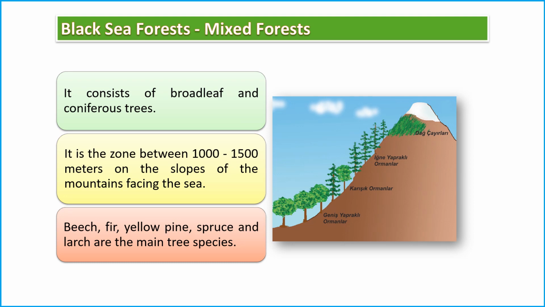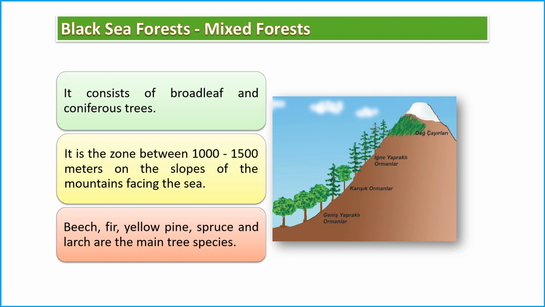Transitional forest zone characteristics. The transitional forest zone, situated between 1,000 and 1,500 meters on the slopes of mountains facing the sea, exhibits a distinctive blend of broadleaf and coniferous trees. Here are the key characteristics. 1. Mixed broadleaf and coniferous composition. This forest zone is characterized by a harmonious mix of both broadleaf and coniferous tree species. The coexistence of these different types of trees contributes to the ecological diversity of the region.